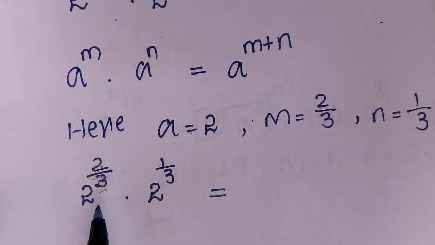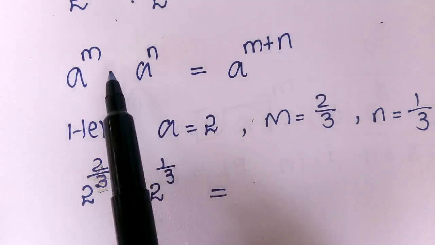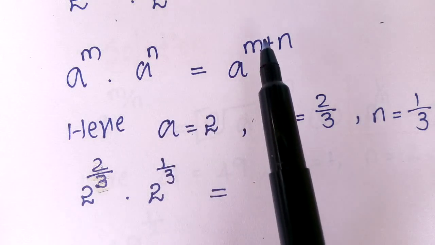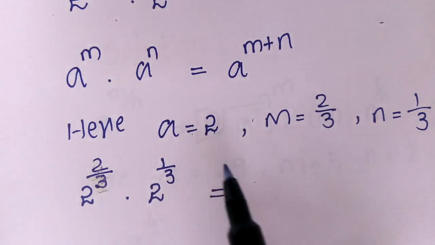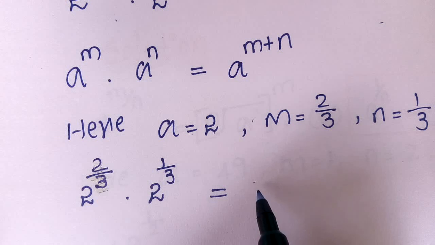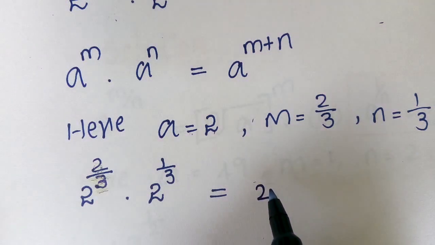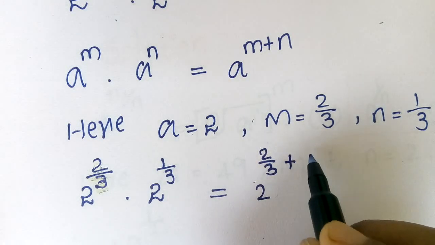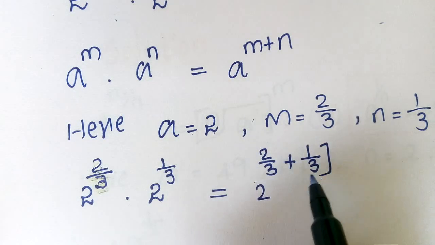Therefore, 2 to the power 2 by 3 into 2 to the power 1 by 3 is equal to. We know that a to the power m into a to the power n is equal to a to the power m plus n. Here a is 2. So 2 to the power m plus n, m is 2 by 3 plus n is 1 by 3.